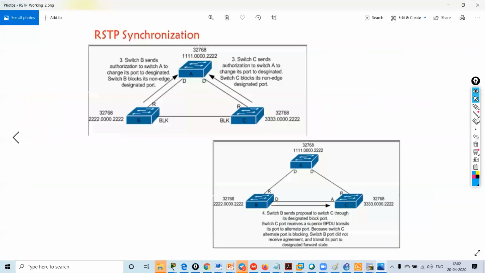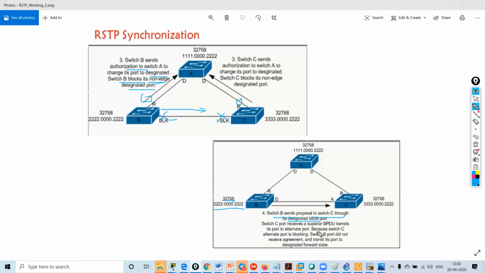These ports have been made root port. Switch B assigns authorization to switch A and changes its port to designated. Switch B blocks the non-edge designated port. Both the switches will block this port. Then switch B sends a proposal to switch C through a designated block port, saying that my details are these and this.